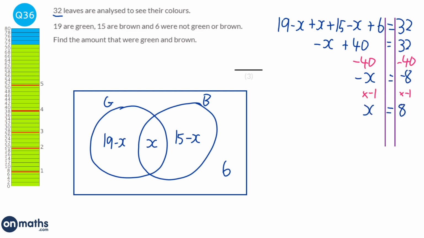So now we know X is 8, we can start filling in the Venn diagram. So it's 19 take away 8, which will be 11. X is 8, so we know that that's 8, and 15 take away 8, which is 7. So to find the amount that were green and brown, we know it's going to be 8.